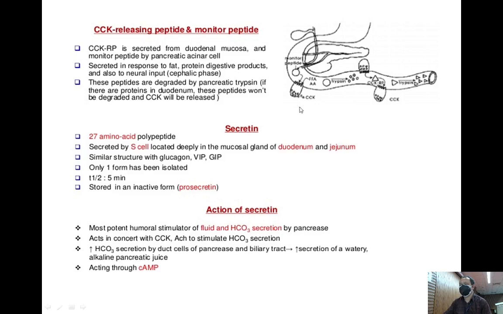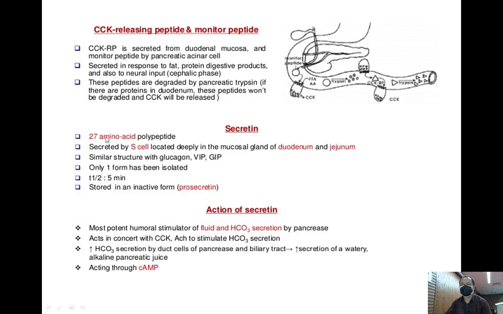Okay, so the next hormone would be secretin. One thing more about CCK is that even CCK has a role in helping with the secretion of insulin, just like gastrin, but not in a physiological dose. Then secretin is another hormone.